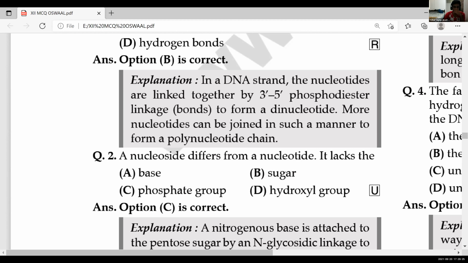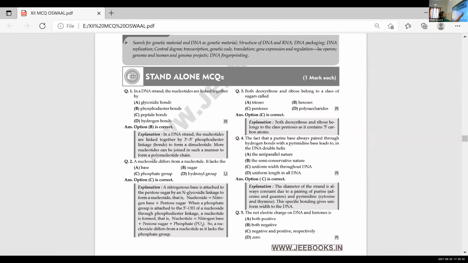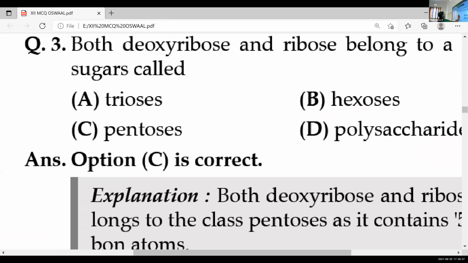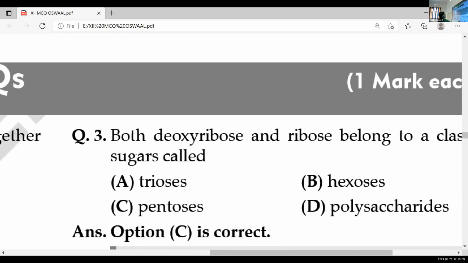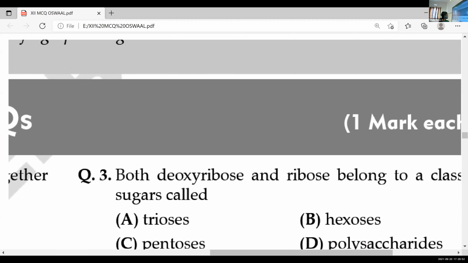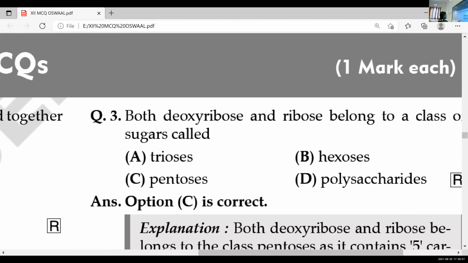Now next question, question number 3. Already you got the answer, no? Both deoxyribose and ribose belong to the sugars known as what, depending upon the number of carbon atoms present? Pentose. Both are pentose sugars.